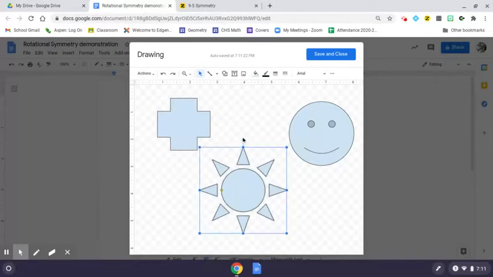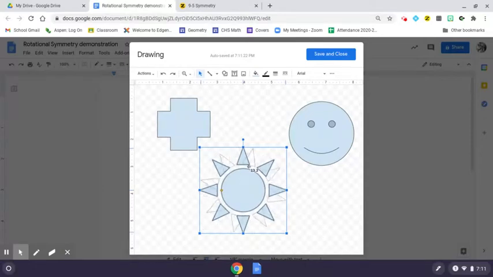The sun, what do we think about this one? If I rotate the sun 45 degrees, it maps onto itself. Do we see the gray? So every 45 degrees, it maps onto itself. So 45 would be considered the magnitude. That's the smallest degree that it would map onto itself.